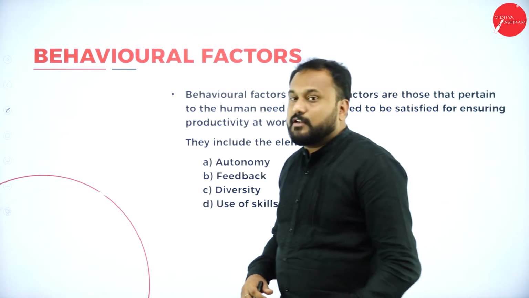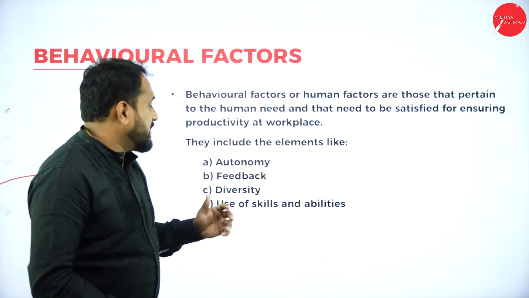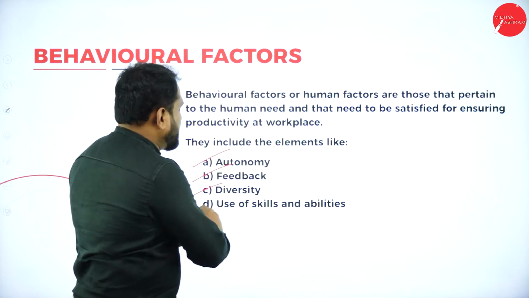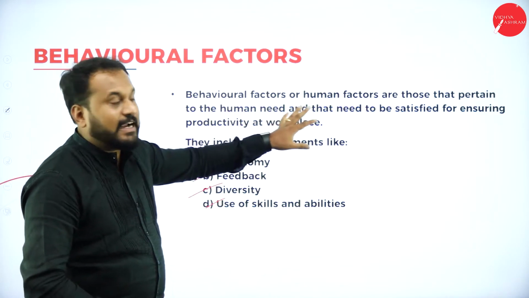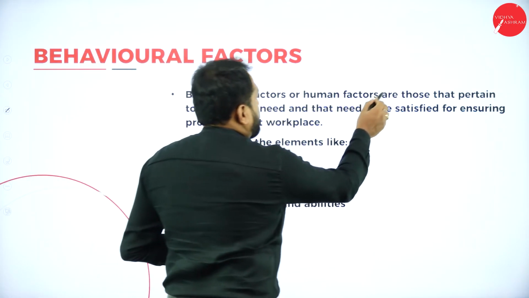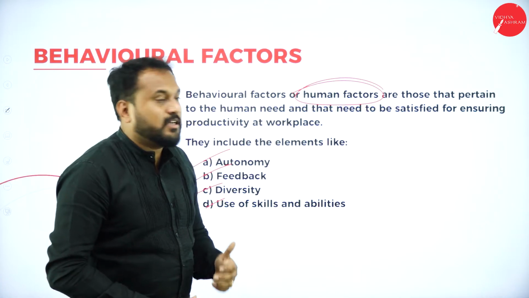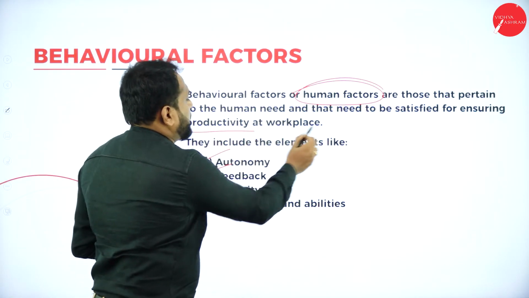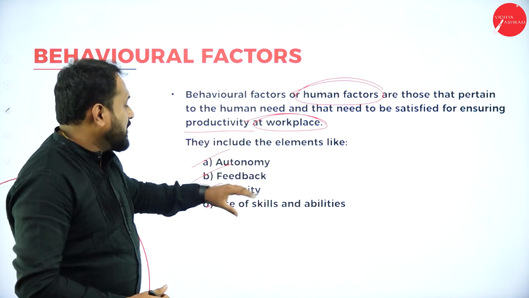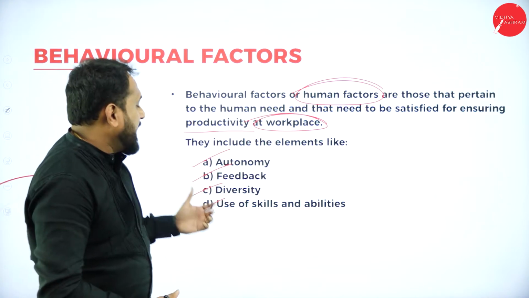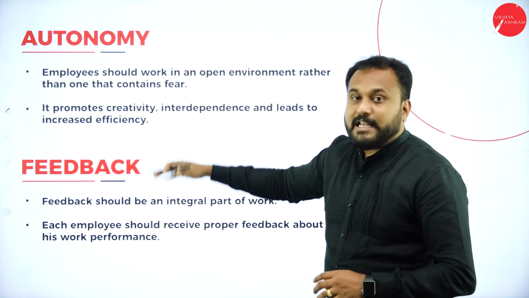Next we have is behavioral factor. Now when we understand the behavioral factor, there are four of them. That is, first one is autonomy, feedback, diversity, and use of skills and ability. When we understand this behavioral factor or human factor, it is also called what? Human factors are those that pertain to human need and that need to be satisfied for ensuring productivity at workplace. Now there are these elements which I have already told you, that is autonomy, feedback, diversity, and use of skills and abilities. We'll be explaining each one of the topics.